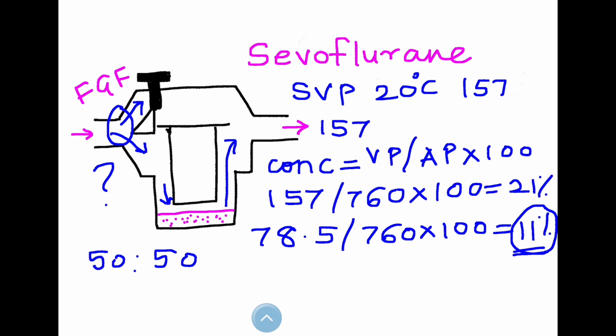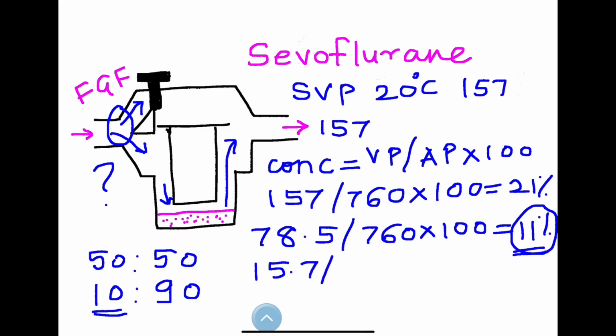Now let us assume we split it 10% and 90% so that only 10% goes to the vaporizing chamber. So the fresh gas flow will have 10% of the SVP of sevoflurane, which will be 15.7 millimeter of mercury. So using the same formula, concentration will be 15.7 divided by 760 multiplied by 100, which is 2.1%. This is around 1 MAC for sevoflurane.